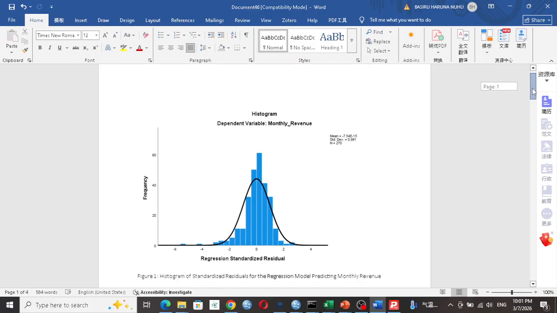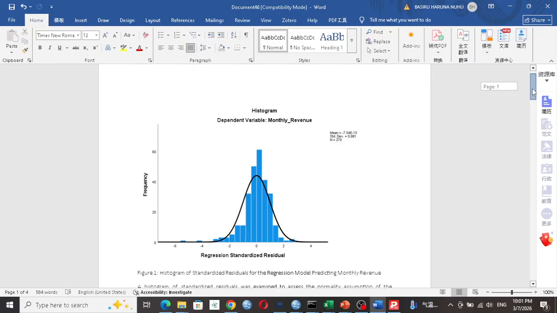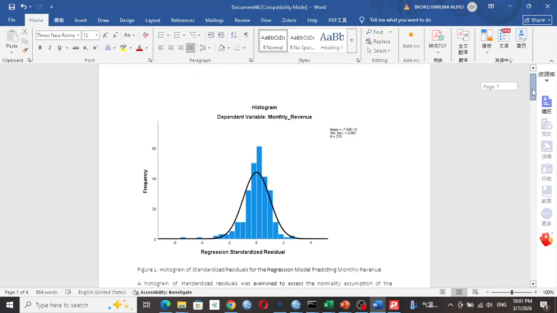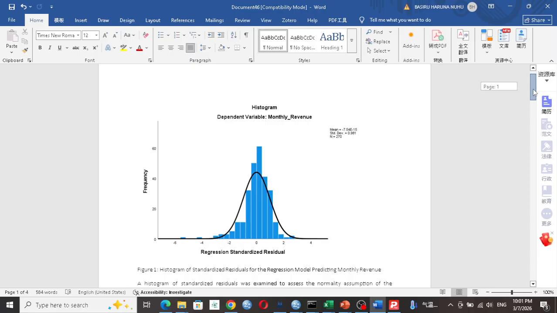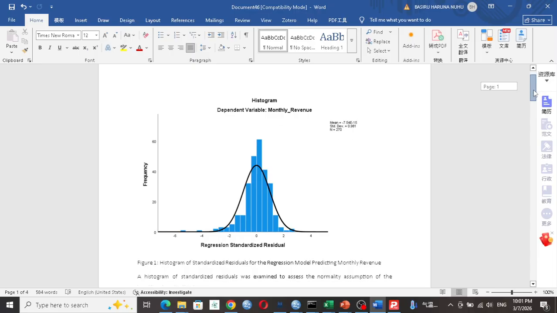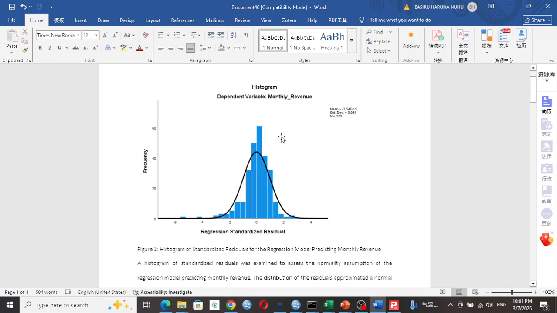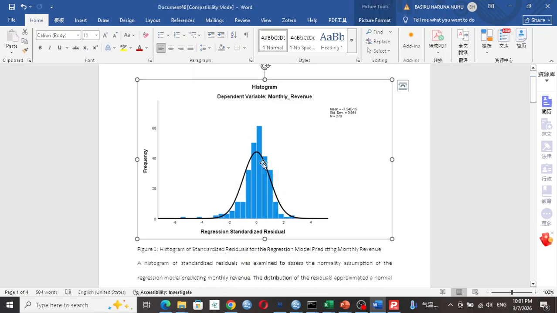So as I explained, one of the assumptions is to ensure that the residuals should be normally distributed. And how do we check the normality of anything? Like I explained, you can check more details in my normality video. But before we move on, let me just explain.